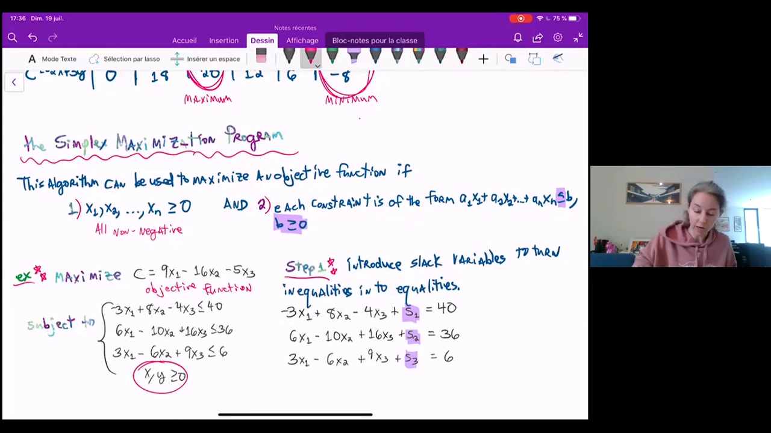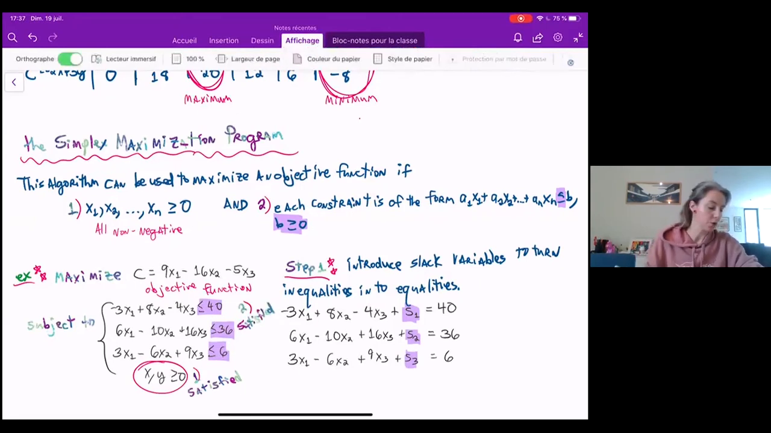So this actually right here is 1 being satisfied. And while we're at it, we might as well check for 2 as well. Notice that each of these is indeed less than or equal to: 40 is positive, 36 is positive, 6 is positive. So less than or equal to 40, less than or equal to 36, less than or equal to 6. That right there is 2 being satisfied. Okay, back to the slack variables.